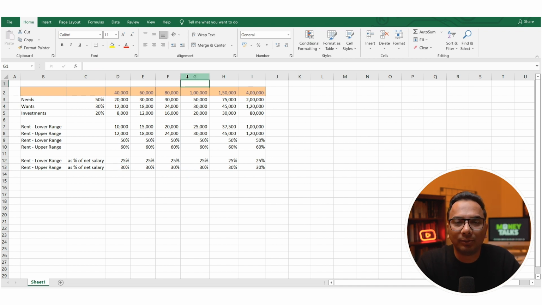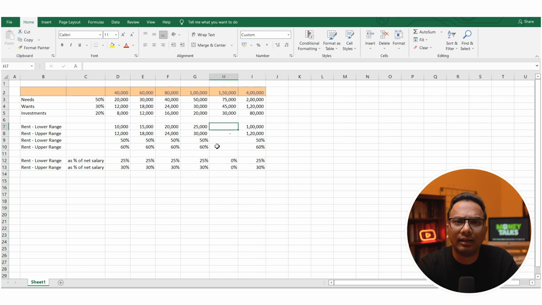Now, as your income grows, your responsibilities will also grow. As you age, your family size may increase. So it makes sense to increase your rent up to a certain point. For example, this 25,000 rent on a 1 lakh salary. But after a point, you will notice that the rent amount starts seeming illogical. 1,20,000 rent, that seems too much for a city like Delhi NCR or Bangalore, right?